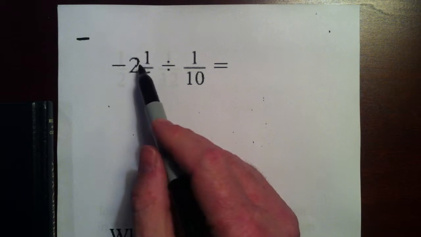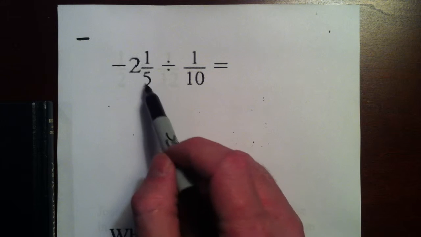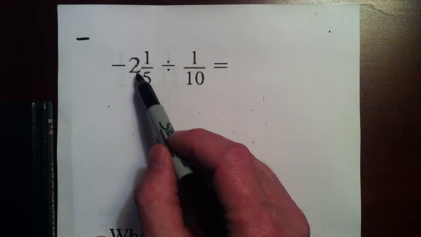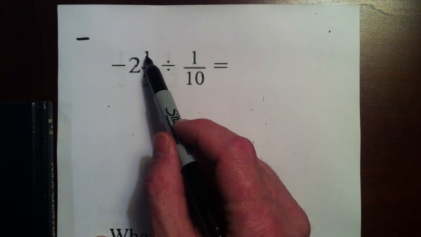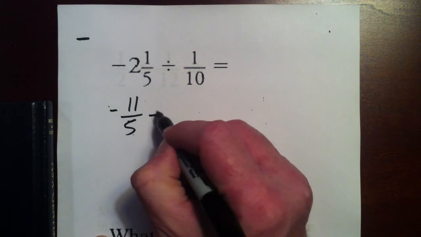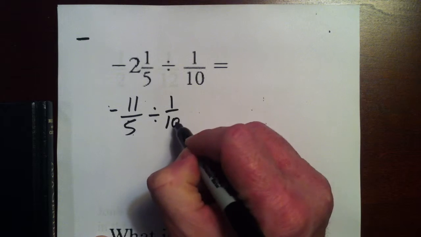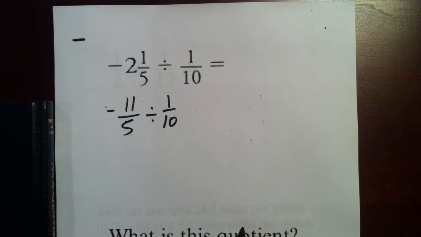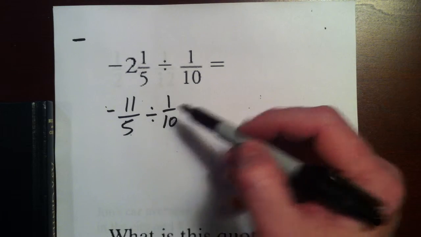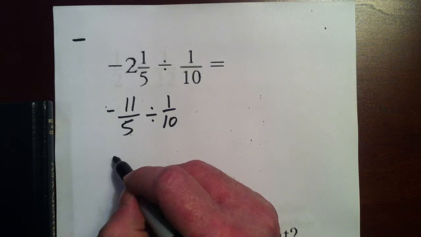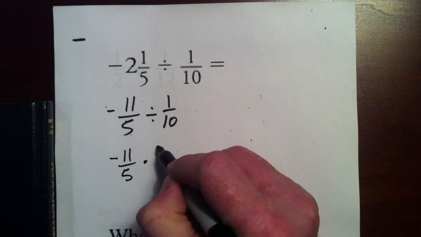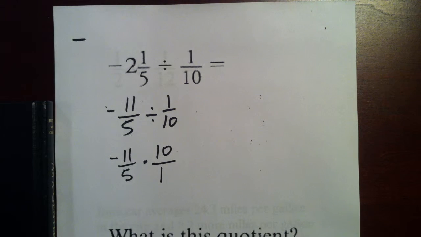But I can't just start dividing, or I can't just start multiplying either. I have to change this into an improper fraction. 5 times 2 is 10, plus 1 is 11. We keep the 5 here, divided by 1 over 10. Well, we don't just start dividing either. We have to keep, change, and flip, or multiply by the reciprocal, which means we flip the second fraction. Our new expression becomes negative 11 over 5 times 10 over 1.